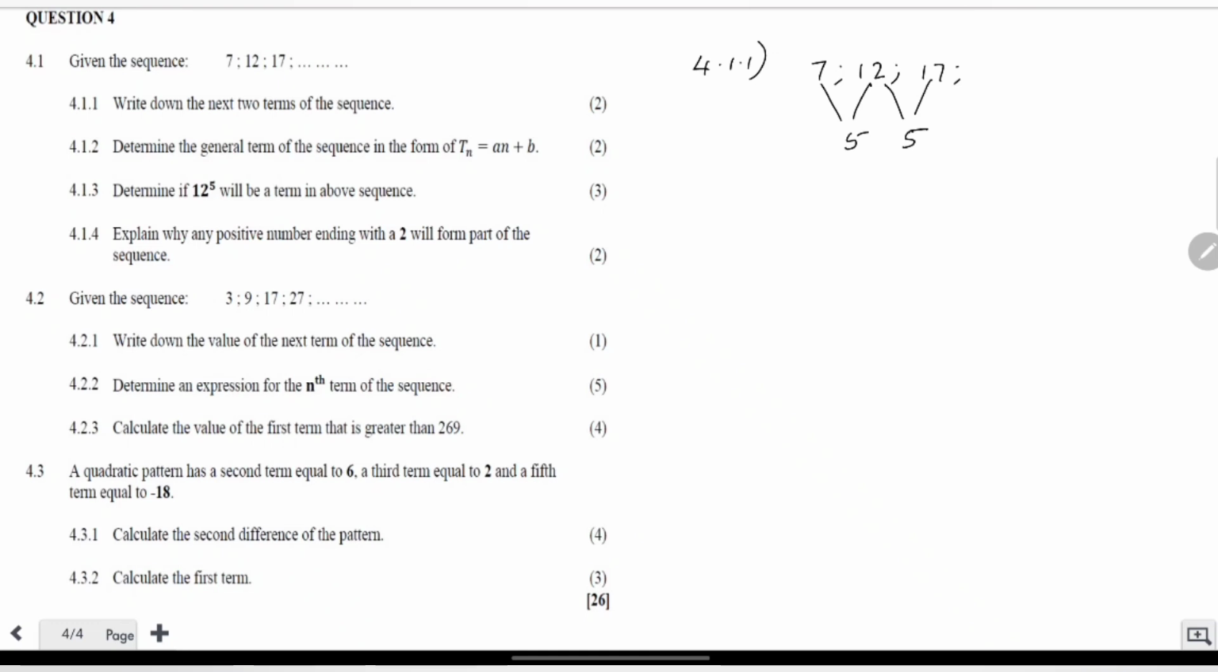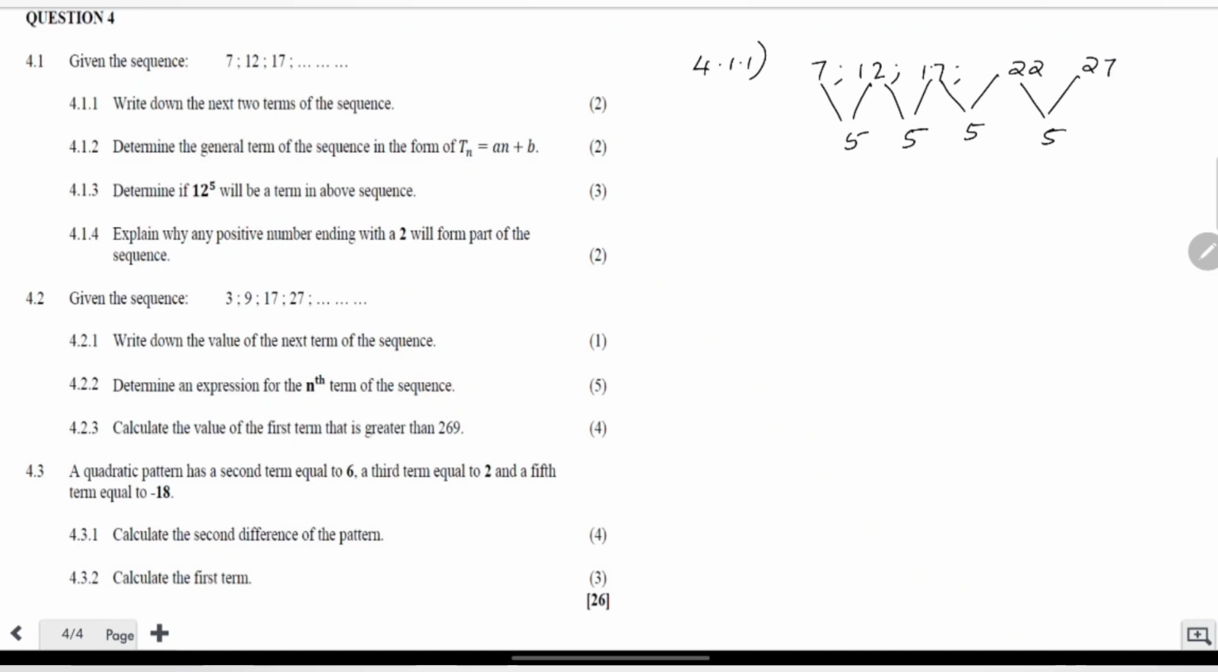the first difference is the same, which means what type of pattern is this one? Linear, not quadratic. Now can you find the next two terms? You know that this difference is also 5. So 17 plus 5 is going to be 22. Then the next difference is also 5. 22 plus 5 is going to be 27.